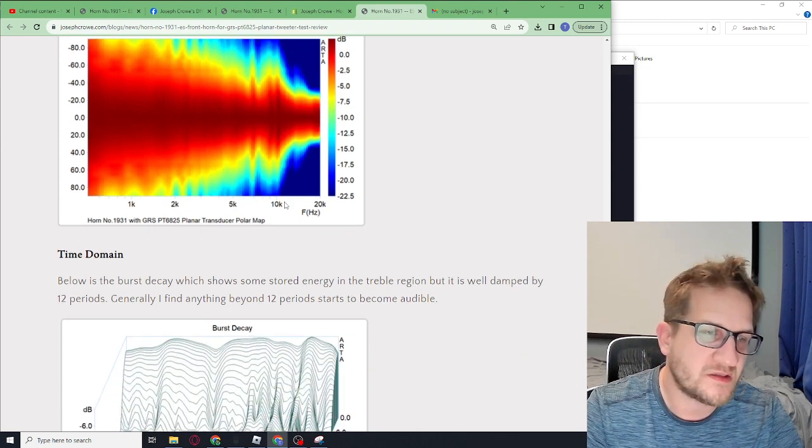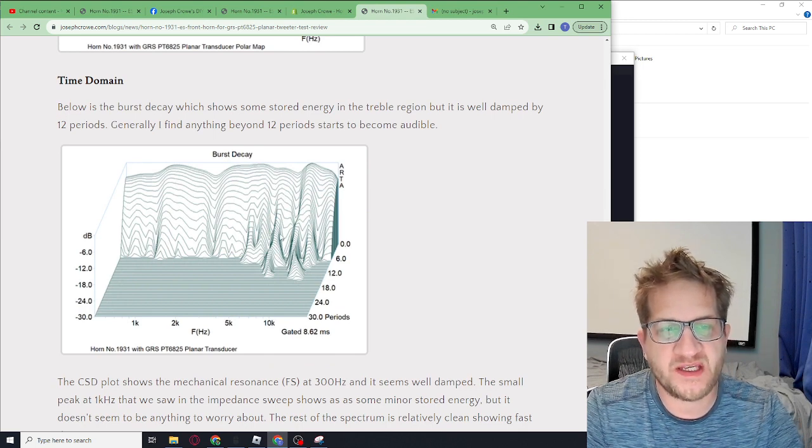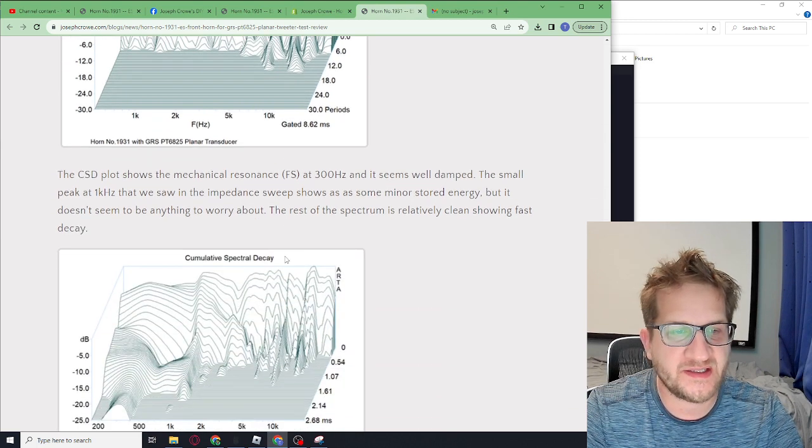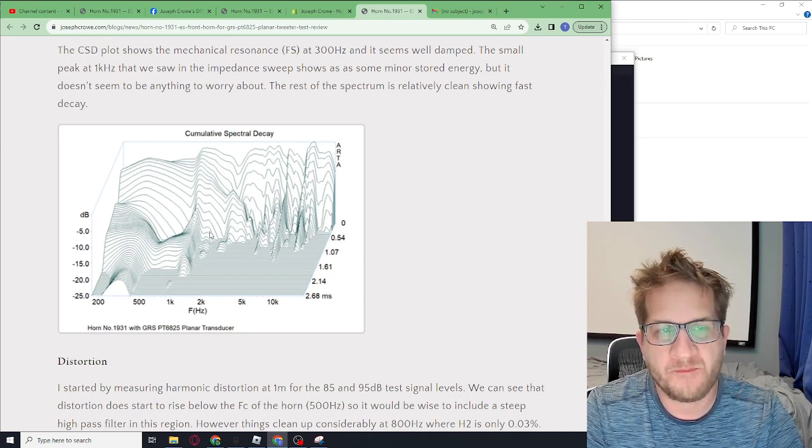Looking at the burst decay, we do see a little bit of stored energy in the upper treble, but it doesn't exceed 12 periods. In the CSD plot, we do see some stored energy at 1 kilohertz, but it is quite low, into the noise floor.